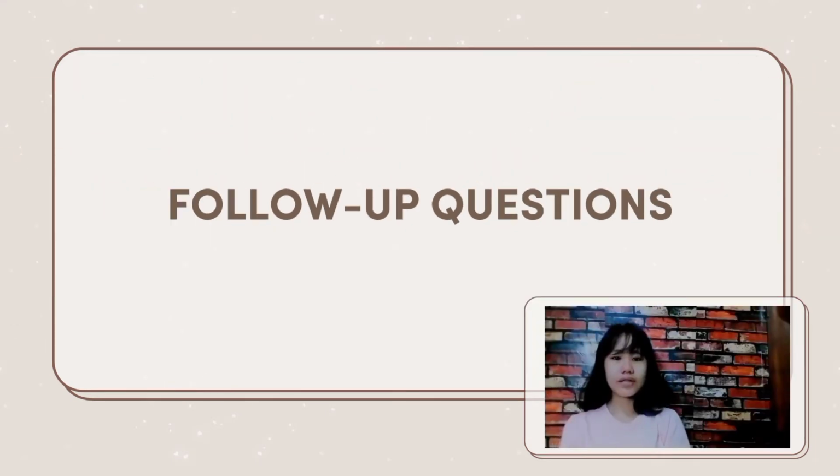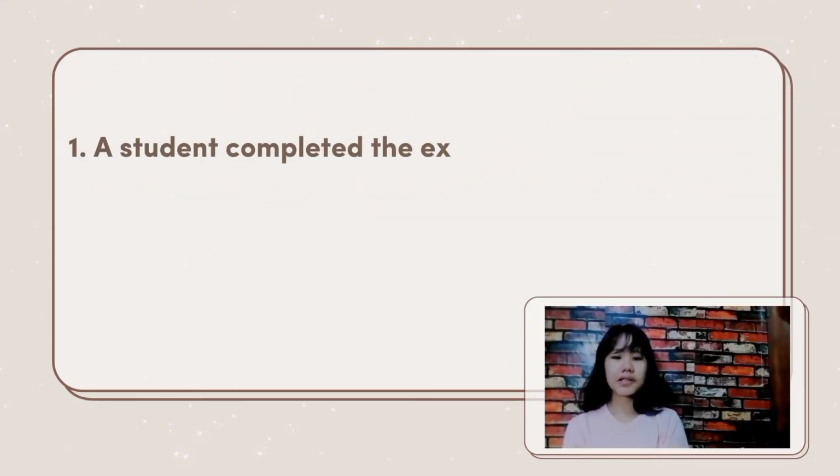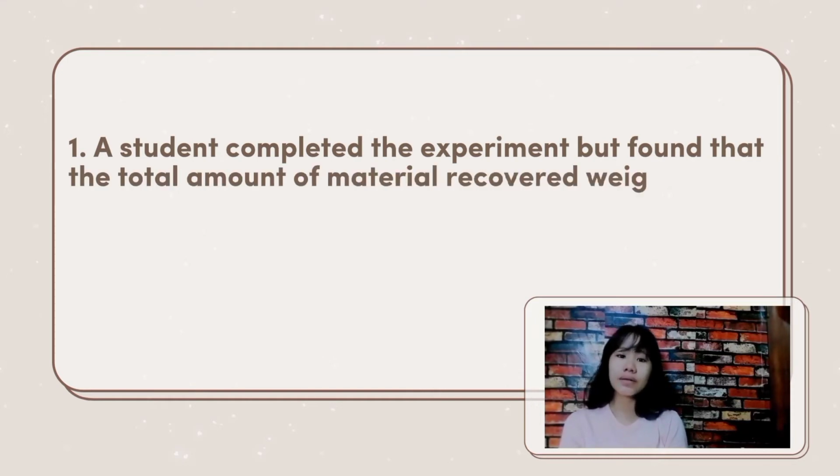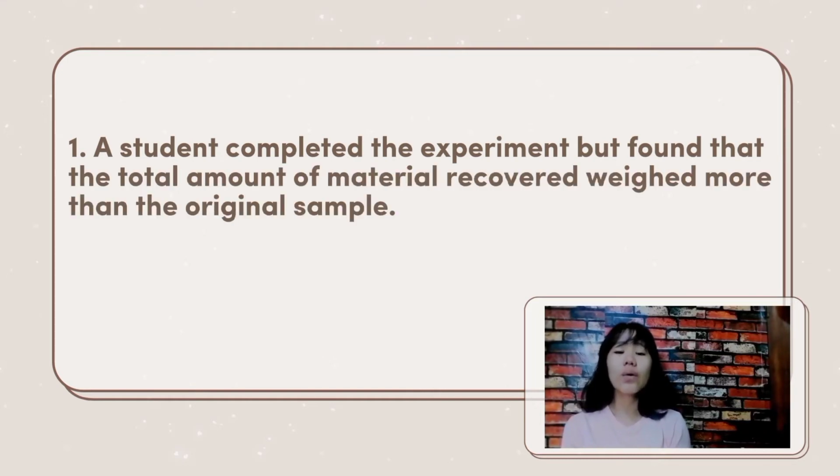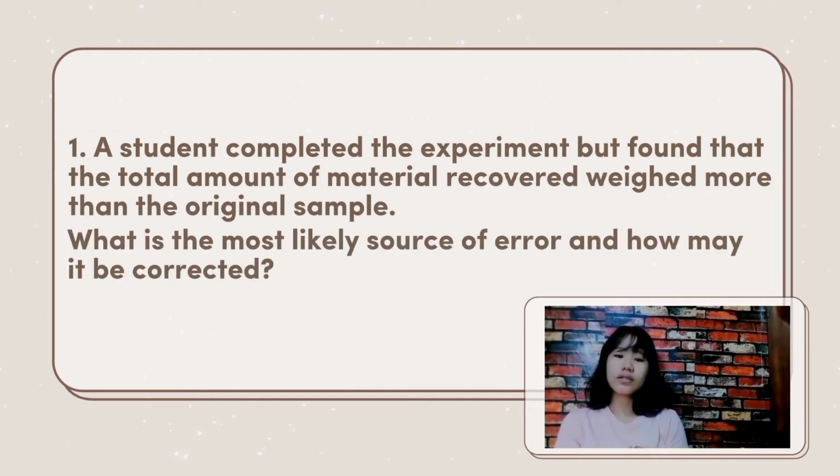These are the follow-up questions. Number 1. A student completed the experiment but found that the total amount of material recovered weighed more than the original sample. What is the most likely source of error, and how may it be corrected?